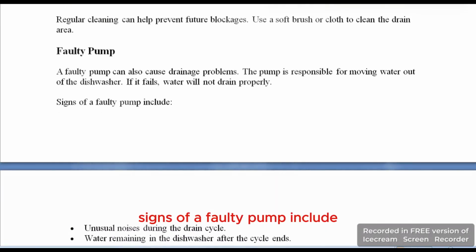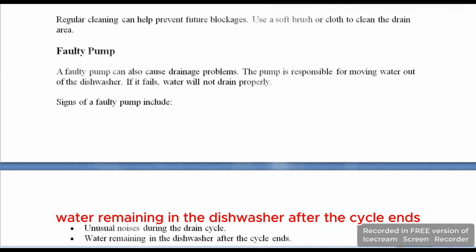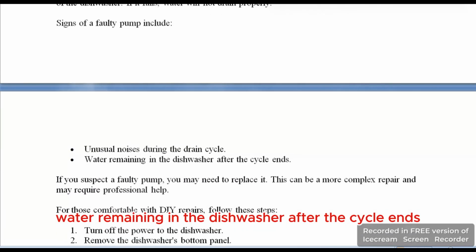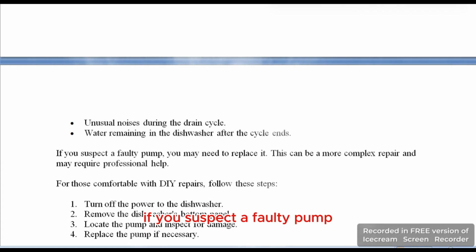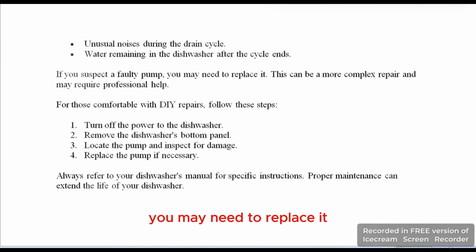Signs of a faulty pump include unusual noises during the drain cycle, water remaining in the dishwasher after the cycle ends. If you suspect a faulty pump, you may need to replace it. This can be a more complex repair and may require professional help. For those comfortable with DIY repairs, follow these steps.